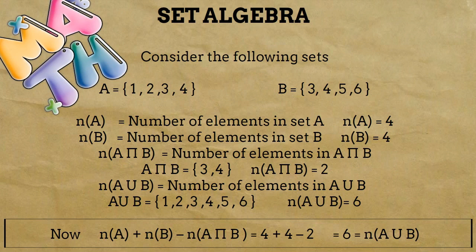n(A ∪ B) would represent the number of elements in A union B, and in this case A union B is 1, 2, 3, 4, 5, 6. Therefore, n(A ∪ B) is 6 because there are 6 elements in A union B. Now, n(A) plus n(B) minus n(A ∩ B) is equal to 4 plus 4 minus 2, which is 6, which is also the same as n(A ∪ B).